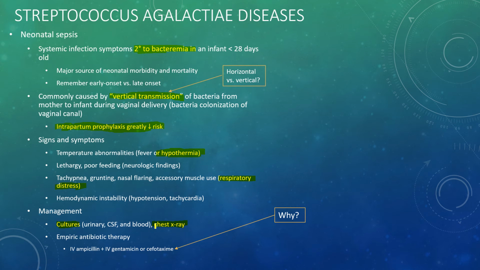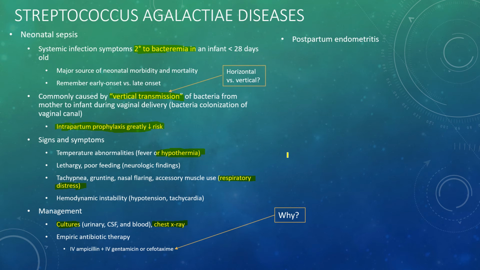So why are we giving these antibiotics? Ampicillin because it's good against listeria and against Streptococcus agalactiae, and also because gentamicin and cefotaxime are good against gram-negatives like E. coli. That's why I use these in combination. These are synergistic with each other. These will tackle the gram-positives. These will tackle the gram-negatives.